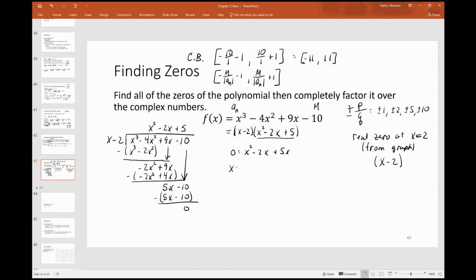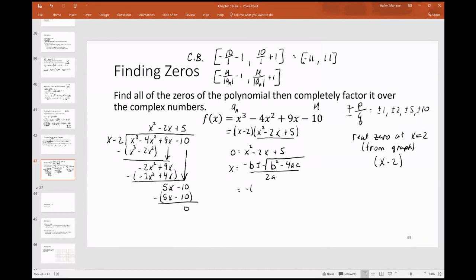The quadratic formula tells us that x is negative b plus or minus the square root of b squared minus 4ac all over 2a, where a is the coefficient of the x squared term, b is the coefficient of the x term, and c is the constant term. So let's find out what that is.